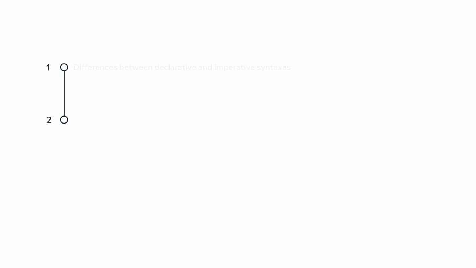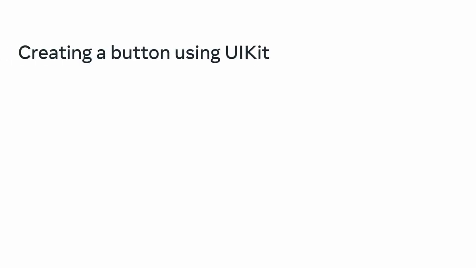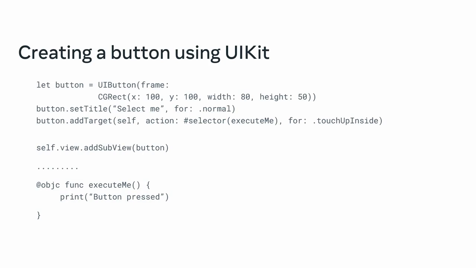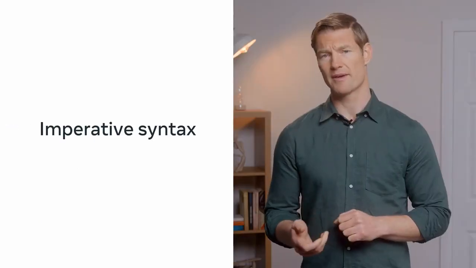So in this video, you will learn the differences between declarative and imperative syntaxes, and how declarative syntax is a modern approach to programming. With the previous approach, you had to define every step necessary to create a button, including its size, its title, the method it runs when pressed, and even the method itself to be executed when the button is pressed, in a different block of code. In other words, with this approach, you have to provide specific orders to the system to define exactly what you want. There is no room for flexibility or adaptation. This method of creating code by specifying orders is called imperative syntax, and it has been used for decades.